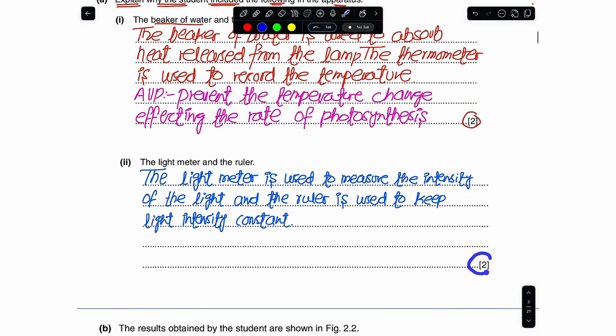Now moving onward, for another 2 marks, they are asking why did they include the light meter and the ruler. So the light meter would be included with an intention to measure the light intensity, and the ruler would be used to keep the light intensity constant. Again, you see that I have to keep the light intensity and the temperature constant, because our investigation motive is to look at the impact of the carbon dioxide gas concentration on the rate of photosynthesis. So if your answer looks like this, you would score 2 marks for this.